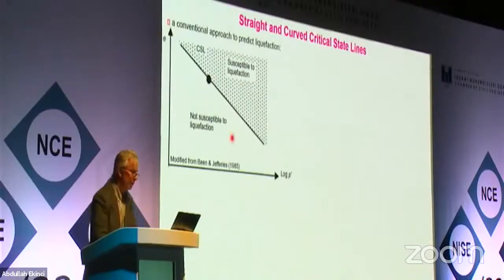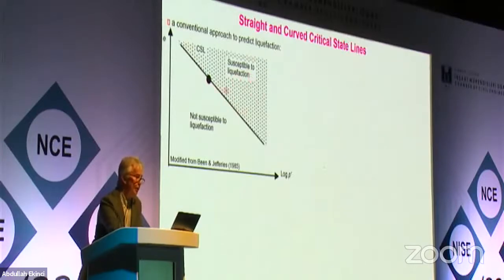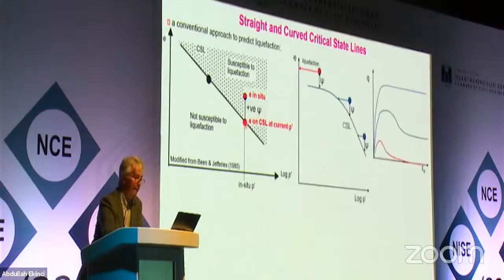In conventional approaches to predicting liquefaction, people tend to use straight critical state lines, and you see diagrams like this with everything above the line susceptible to liquefaction, everything below the line not susceptible. We use the state parameter psi, taking the difference, as we've just seen, between the e in situ and the e on the critical state line at the current p'. But that's not going to work. If your critical state line is curved, that cannot work, because you can have the same psi at different locations on this curved line, and you will get totally different behaviors. Psi is not simply going to work if your critical state line is curved.